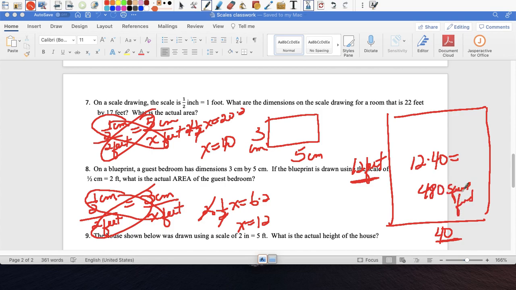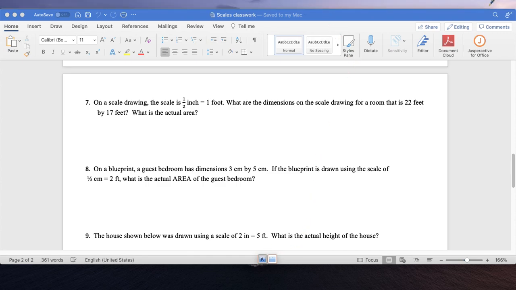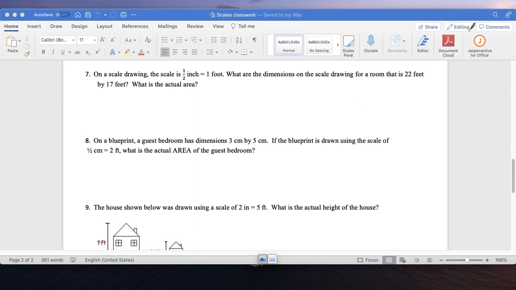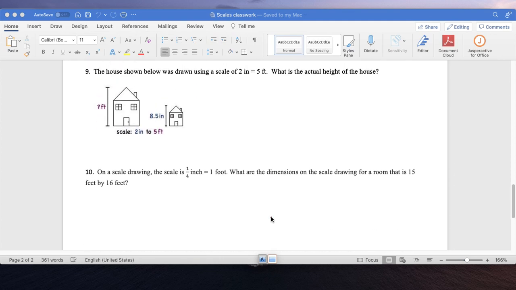Okay. Where are we? Number 9. Again, it's all about setting a proportion correctly, right? Because there's not much to do here.